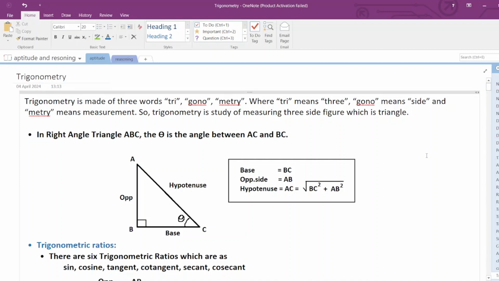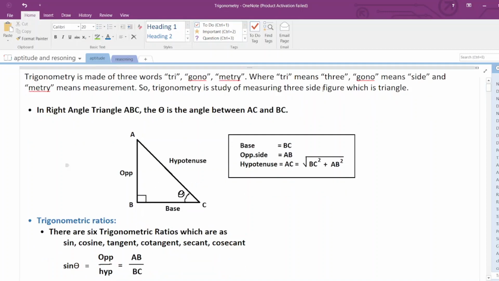Now, what is trigonometry? See here, I mentioned three words from trigonometry: trigono and meter, right? Metry. Basically, trigonometry is the study of measuring three sides, which is called a triangle. Which means I can say that trigonometry is a study of the sides of a triangle, or the study of measuring a triangle. So this is about trigonometry.